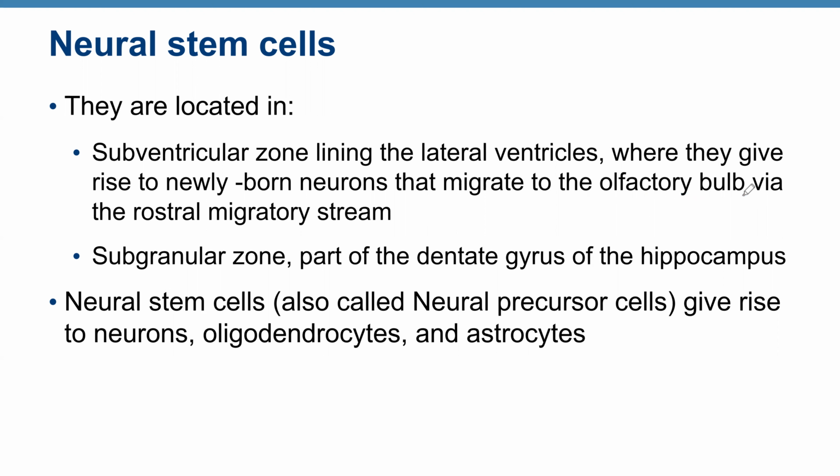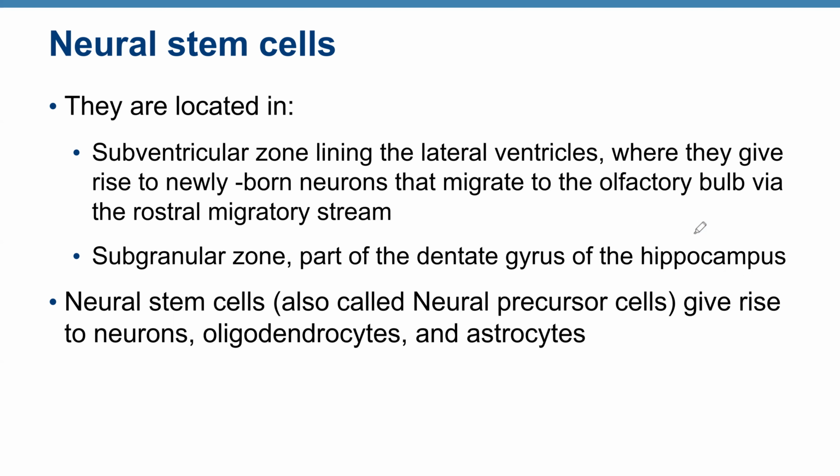Olfaction means sense of smell. They are also located in the subgranular zone in the hippocampus, and the hippocampus is located in your cerebrum, right? That's the largest part of your brain, underneath the cerebral cortex. There is an area called the hippocampus, and that's believed to be important in memory. So we have stem cells in this area as well.